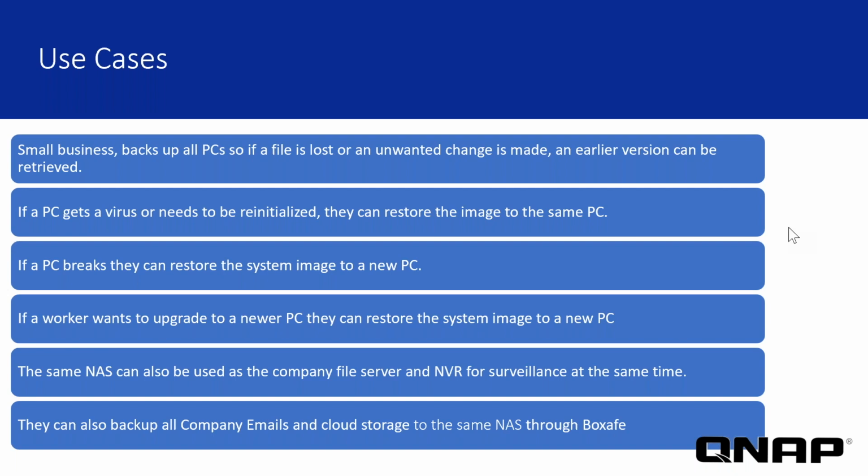But also, if it's a small business, they're likely going to use the same NAS as a file server. They might want to use the same NAS as an NVR to do surveillance at the same time. And they might want to use the same NAS with their BoxSafe app to back up company emails and company cloud storage, like Google storage or SharePoint. Basically the same NAS can do it all, which is great for a small business.